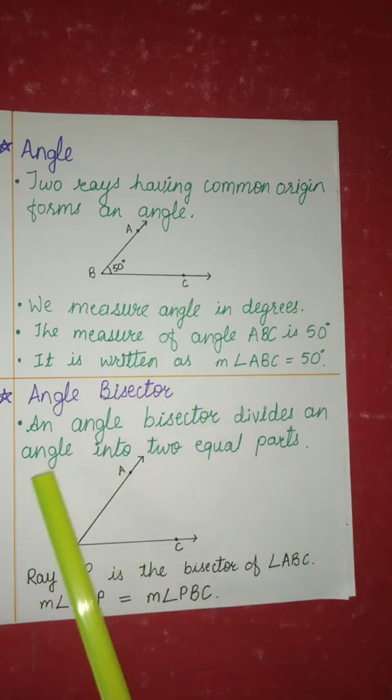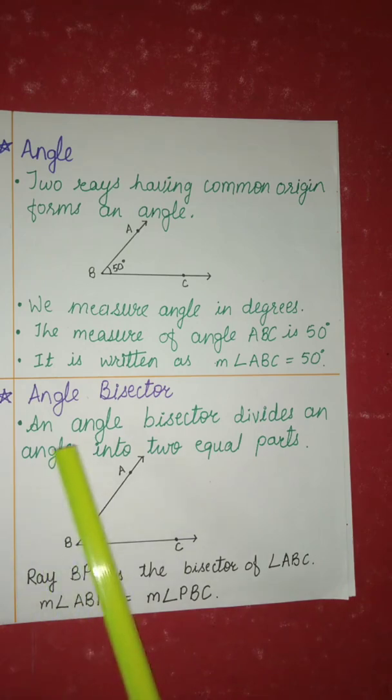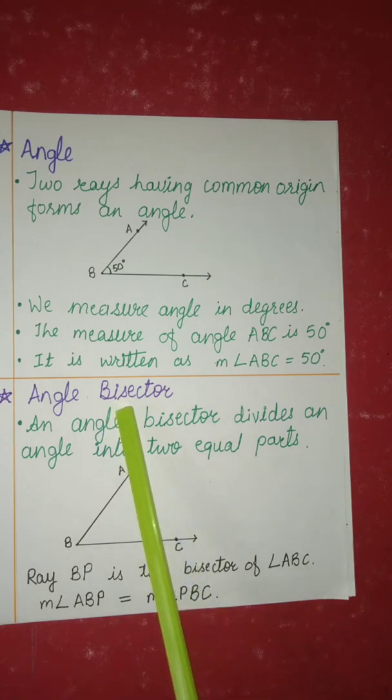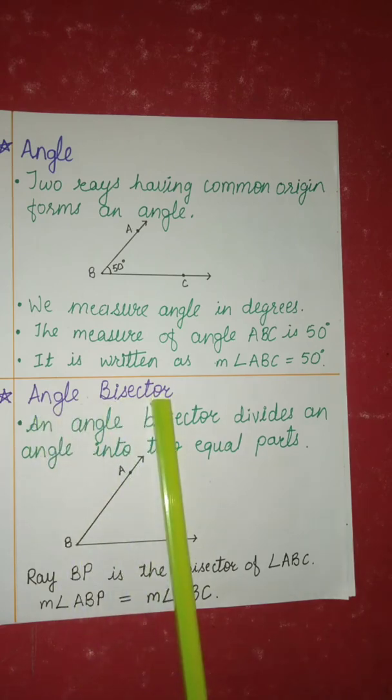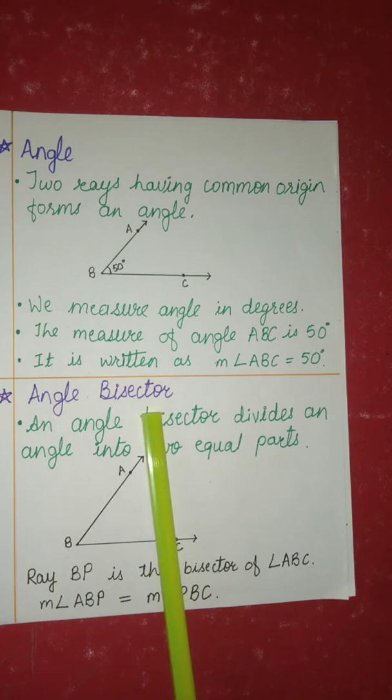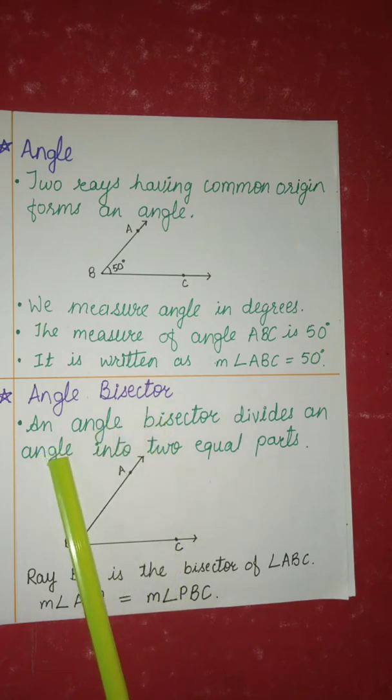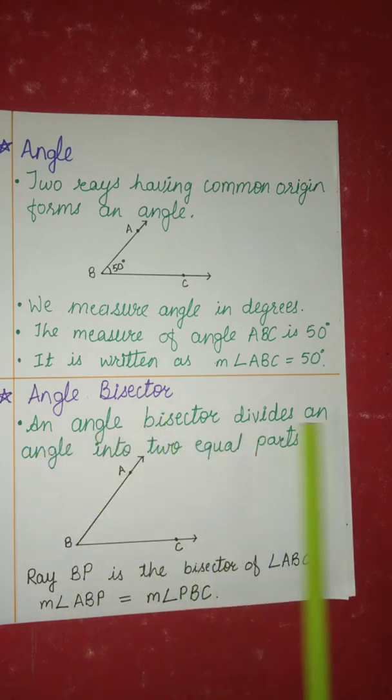Then the next we see is angle bisector. Now look at the name angle bisector. In this name, the bisector means dividing into two parts. Now angle bisector means dividing an angle into two parts. Therefore, I wrote the definition. An angle bisector divides an angle into two equal parts.